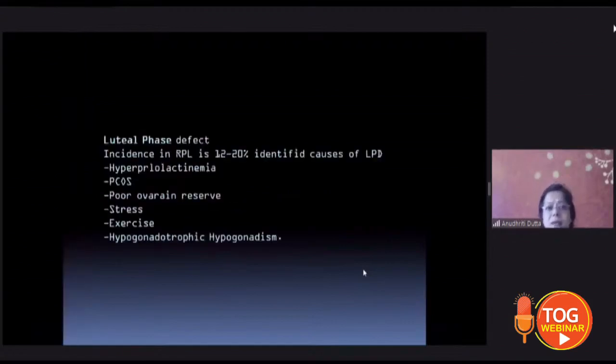Luteal phase defect, the incidence in RPL is almost 20%. The causes of luteal phase defect: hyperprolactinemias, hypogonadotrophic hypogonadism, polycystic ovarian syndromes, poor ovarian reserves, even in cases of stress and exercise, it's been seen.